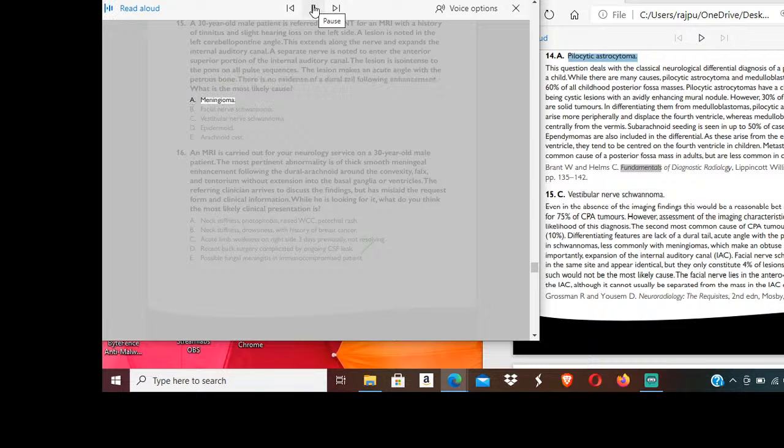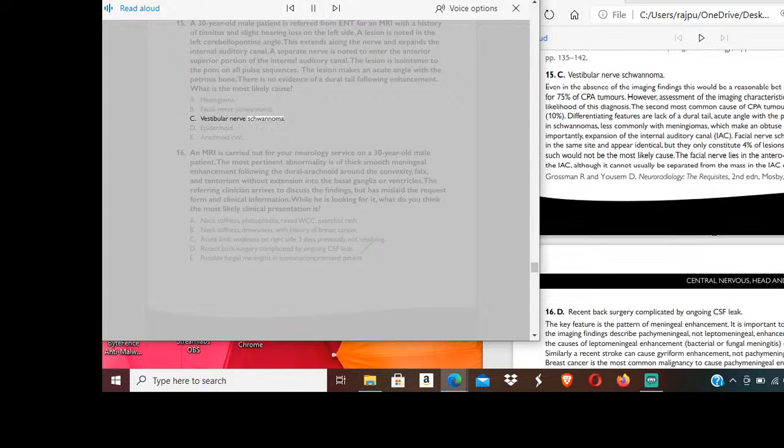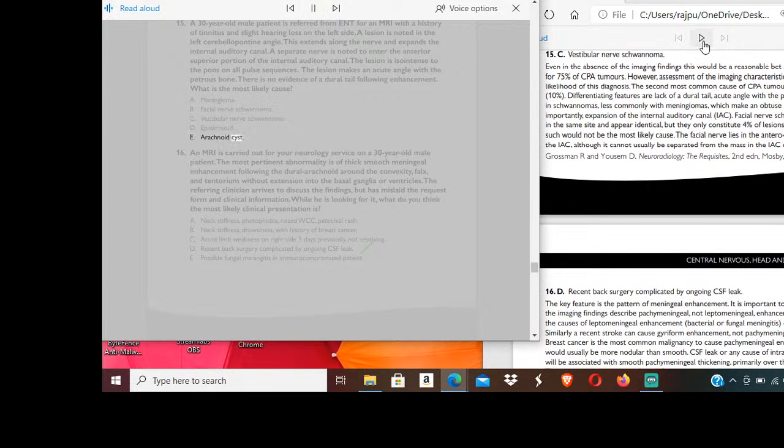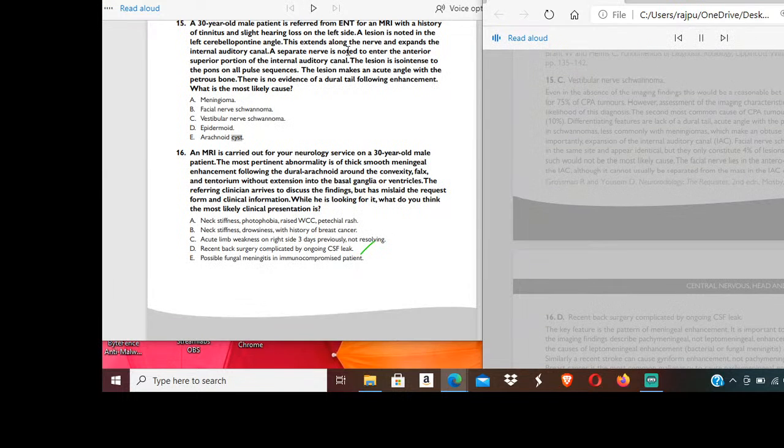A. Meningioma. B. Facial nerve schwannoma. C. Vestibular nerve schwannoma. D. Epidermoid. E. Arachnoid cyst. Brandt W. and Helm C. Fundamentals of Diagnostic Radiology, Lippincott Williams and Wilkins, 2006, pages 135-142.